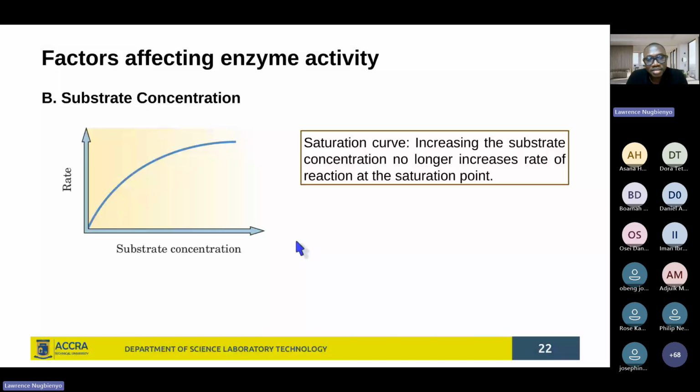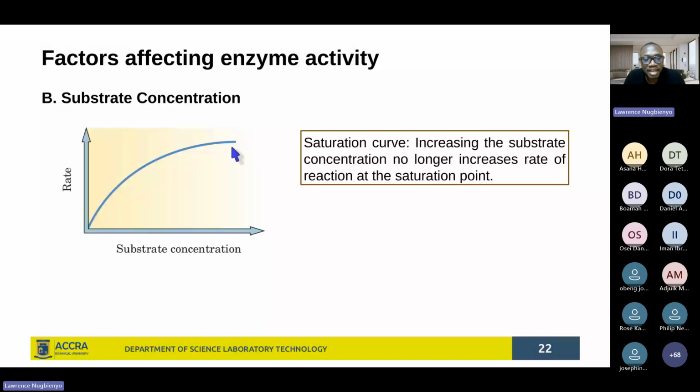The second is substrate concentration. So the first one we're looking at is concentration of the enzyme. Now we are looking at concentration of the substrate. That is the compound on which the enzyme is acting. And here we see that there is a saturation curve. What it means is that there is an increase in the rate of the reaction up to a certain point, and then you don't see any significant change again. The graph just flattens up, becomes constant. The rate of the reaction becomes constant at a certain concentration of the substrate.